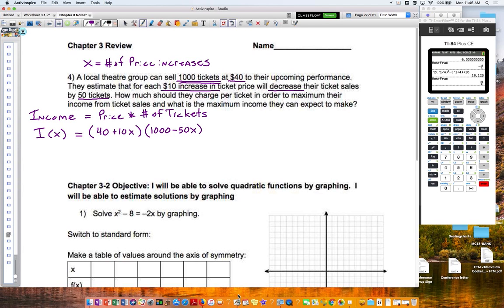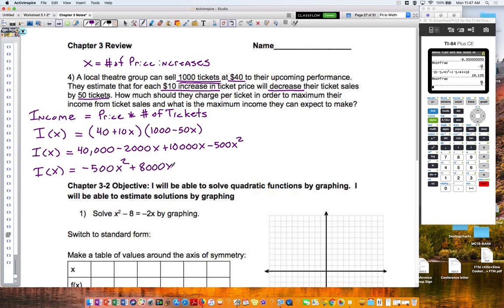So now I have my quadratic equation. I just have to FOIL. As I FOIL this out, 40 times 1,000 is 40,000. I multiply my outsides, minus 2,000x. Multiply my insides, 10,000x. Multiply my last, minus 500x squared. So I'm going to rewrite this in general form, meaning I'm putting my x squared term first, combining like terms, so I have negative 500x squared plus 8,000x plus 40,000.